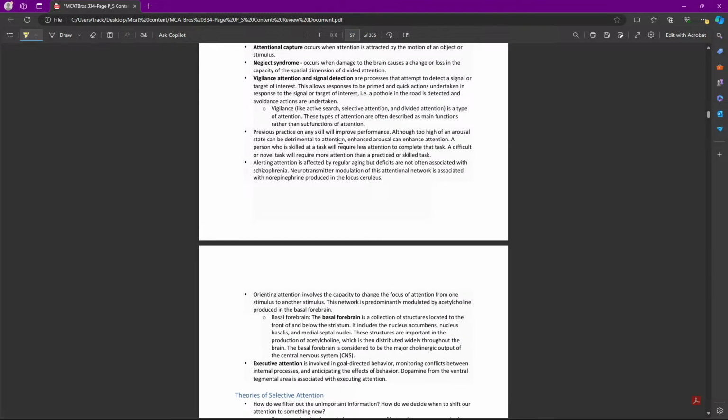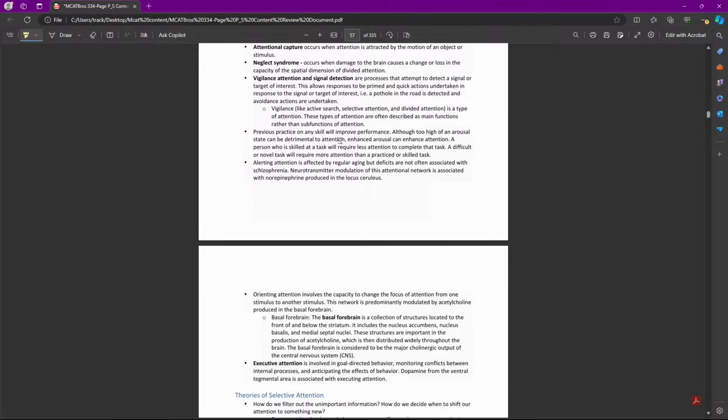So vigilance action is you're actually actively trying to defend or change a behavior. You'd be vigilant of like a threat or something. Previous practice on any skill will improve performance, while too high arousal states can be detrimental to attention. Enhanced arousal can enhance attention. A person who is skilled at a task will require less attention to complete that task. Difficult or novel tasks will require more attention than a practiced or skilled task.